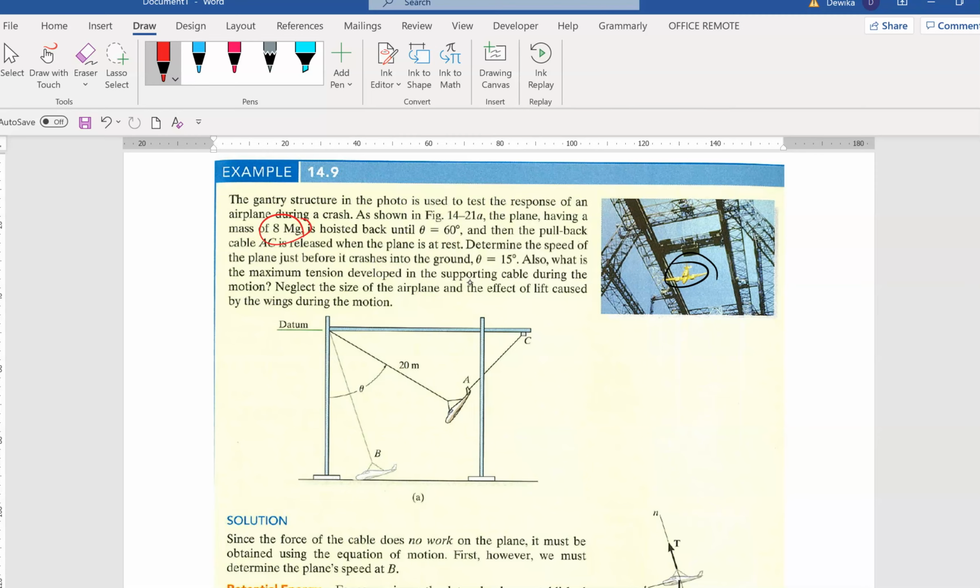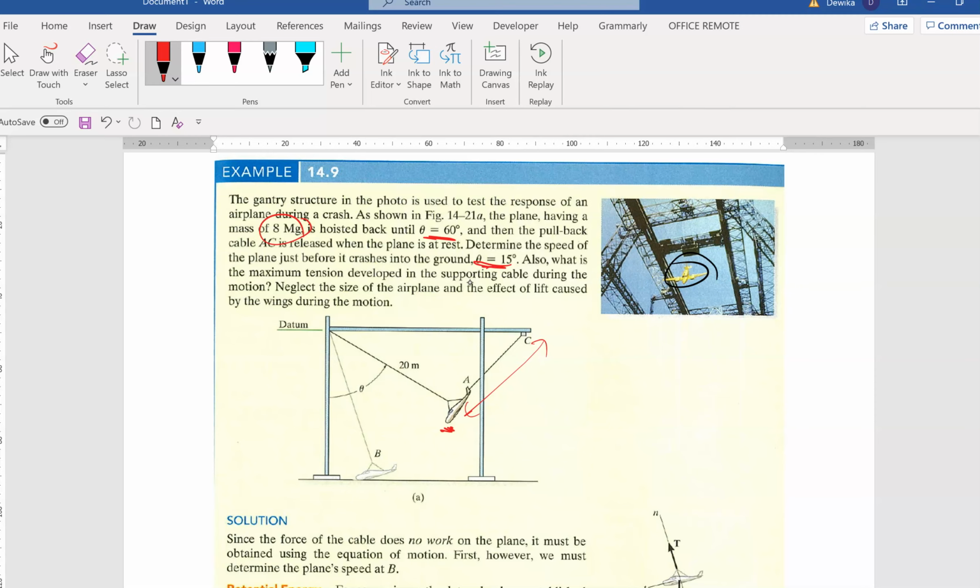The plane is hoisted back until theta is 60 degrees and then pulled back. Cable AC. We have cable AC here. Release when the plane is at rest. Now remember, it is actually at rest. Determine the speed of the plane just before it crashes into the ground when theta is 15.